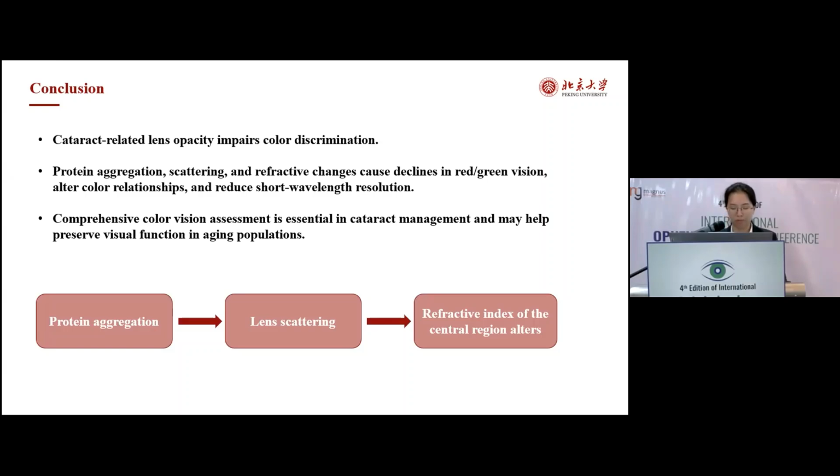So our software-based tools offer a critical solution. It's rapid, objective, repeatable, and adaptable to different lighting conditions.